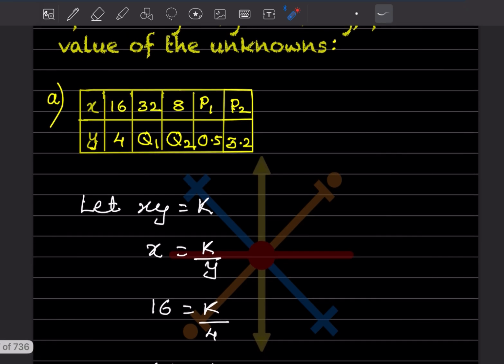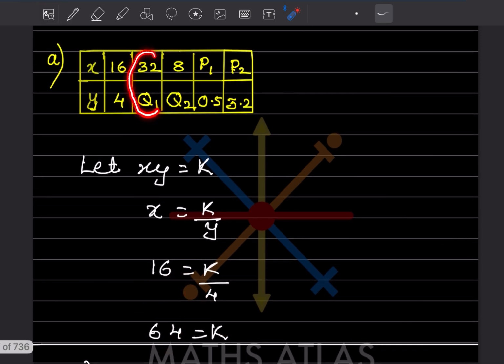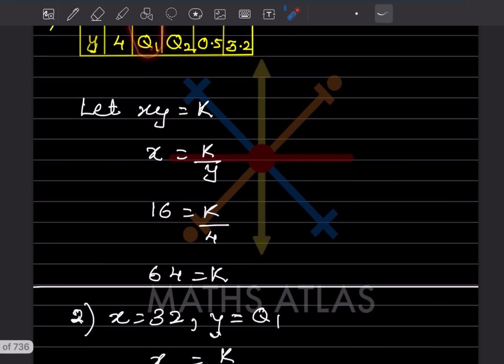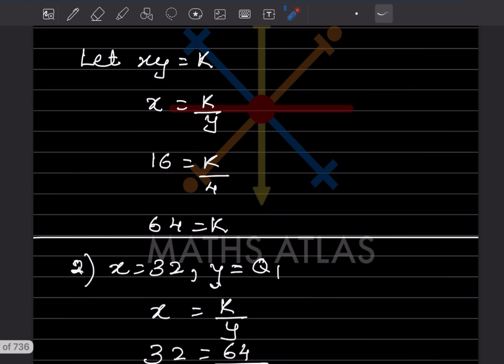So now you will put here, in place of x, 16. We don't know k. In place of y, you are going to put this 4. So what will happen? 16 into 4, that is 64, is equal to k. Now you will go to the second one, where x is 32 and y is Q1. So x is 32 and y is Q1, so we are going to put this in the equation.